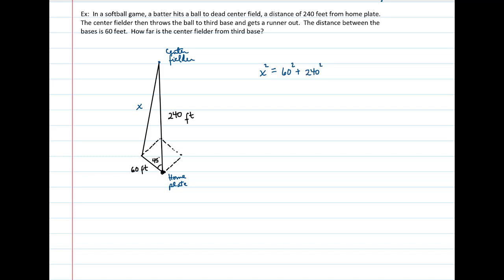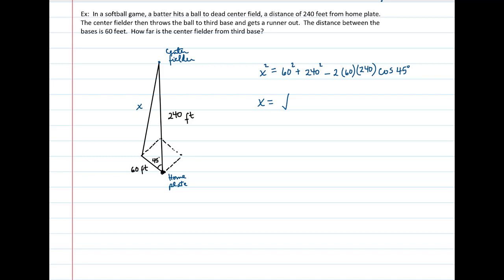Well, this is going to be a classic case of law of cosines. You can see that we have the side angle side case because we know that angle is 45 degrees. By the way, this is a square. So we set it up here by having x squared equal to 60 squared plus 240 squared minus 2 times 60 times 240 times cosine of 45 degrees.